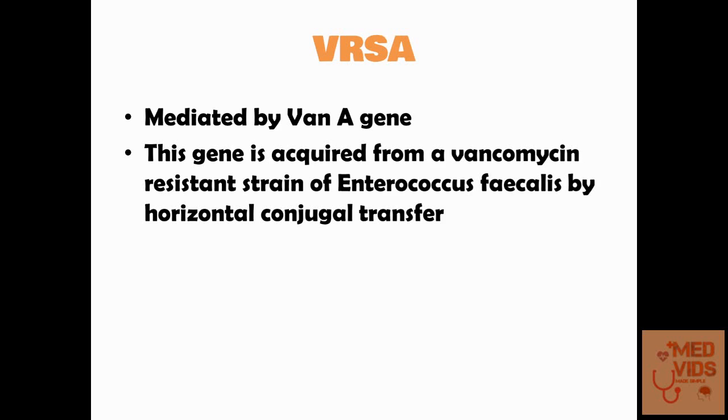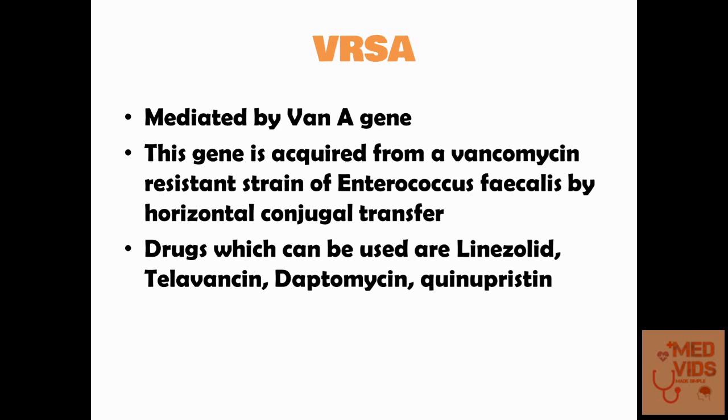Now let's talk about vancomycin-resistant Staphylococcus aureus. This resistance to vancomycin is thought to be mediated by the VanA gene. This gene is thought to be acquired from vancomycin-resistant strains of Enterococcus faecalis by horizontal conjugal transfer. The drugs which are active against vancomycin-resistant Staphylococcus aureus are linezolid, telavancin, daptomycin, and quinupristin.